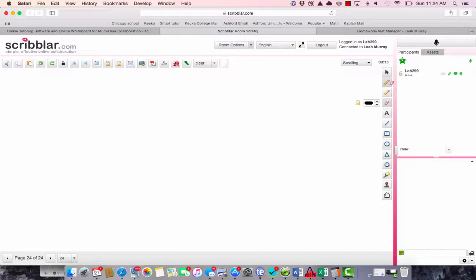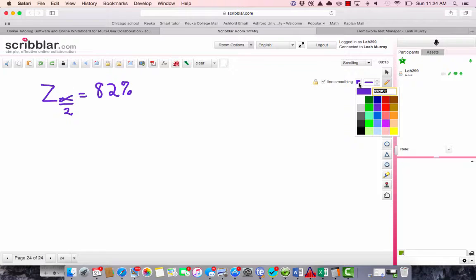We're going to find the critical value for a given confidence level. Let's look at finding the critical value for z alpha over 2 equals 82%. What this tells us is we're 82% certain of our results. Now I understand that's a little bit low, but it works for the purposes of demonstrating this example.